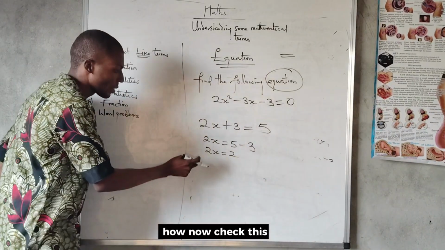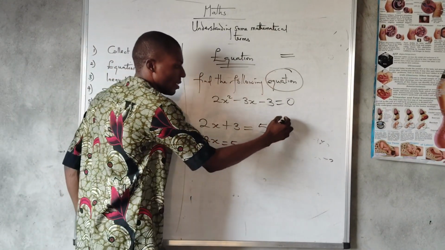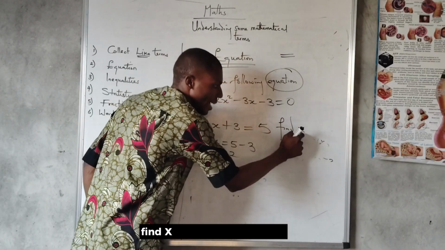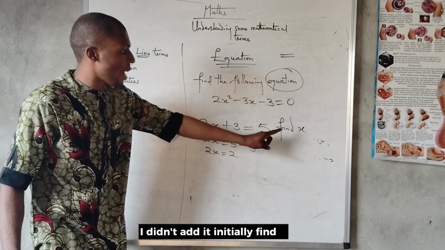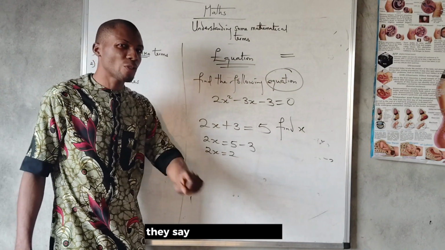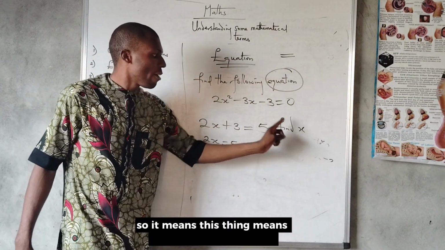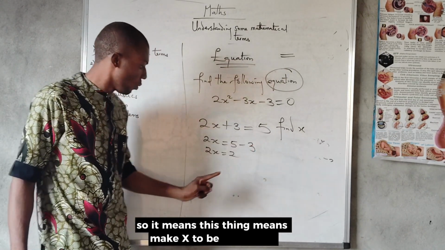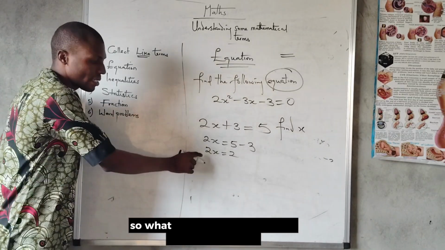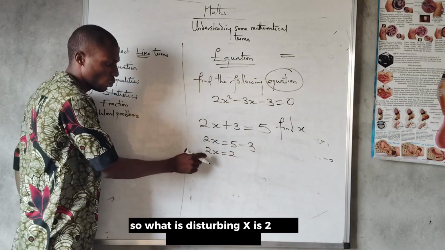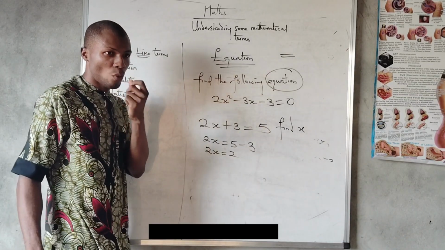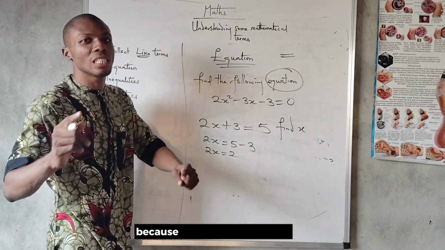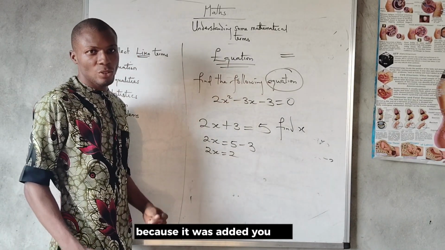Now check this. We want to find x. Look at your question. Find x. They say we should find x. So which means make x to be alone here. So what is disturbing x is 2. And why do we divide? Because it was multiplied. Why do you subtract? Because it was added. You see that now.